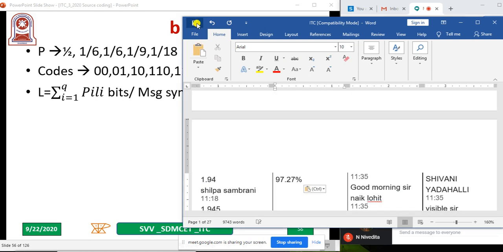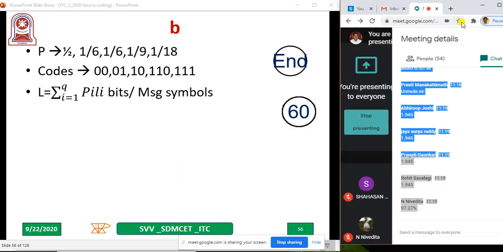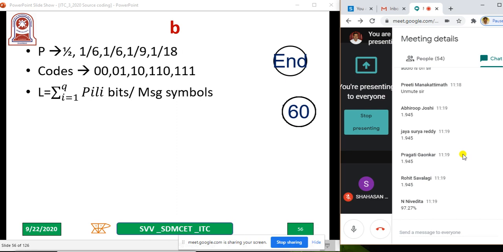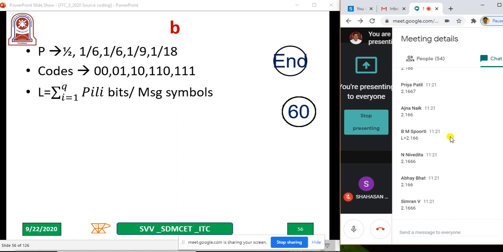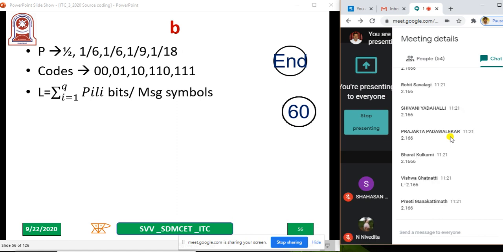Okay, let me check how many of you have typed the answer. Anybody got? Very good. L equal to, Vidya Kalkeri, 2.166. Okay, the majority has got the same. Charan, Shilpa, Pragati, Geeta, Shivani, Vinay, Spurti, Adnya, Nivedita, Simran, Shivani, Bharat, Prajakta, Vishwa, Sahasan, Praveen, Saujanya, Karthik, Abhishek, Siddharth. All of you got 2.16. Go to the H.